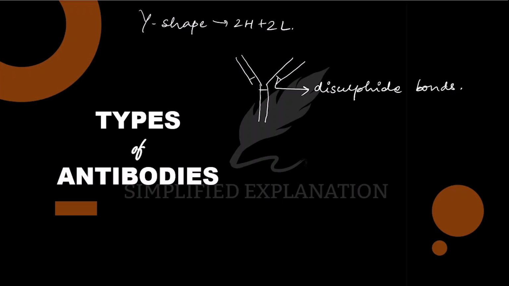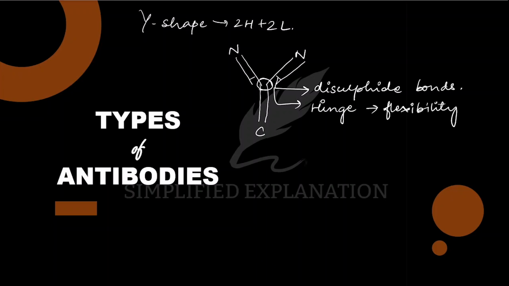And this region was the hinge region, right? And what was the function of the hinge region? It was providing flexibility to the antibody. Also, we had seen that the tip of the antibody was N-terminal and the tail of the antibody was C-terminal.